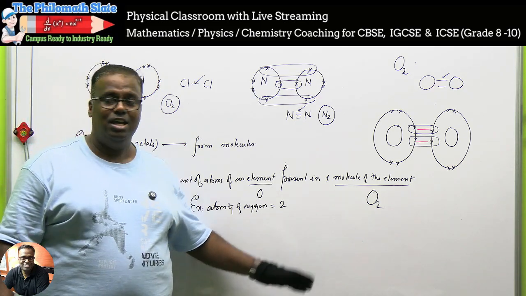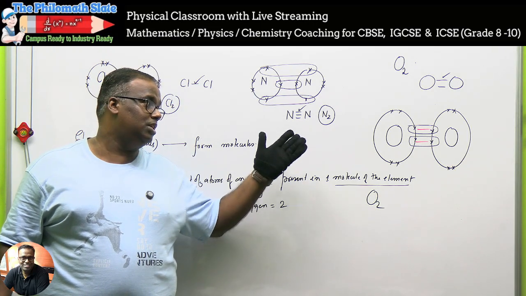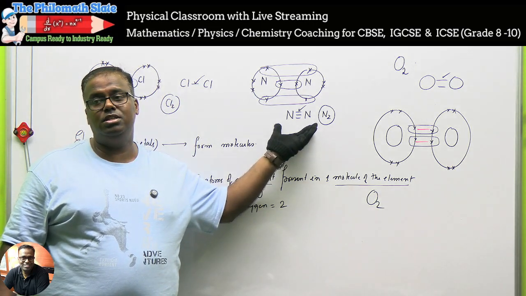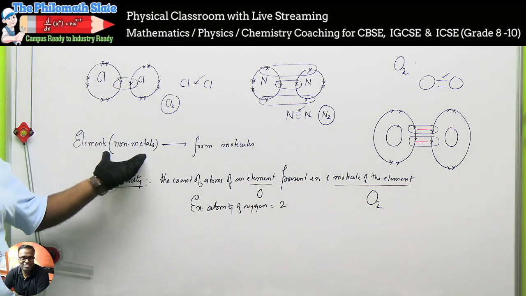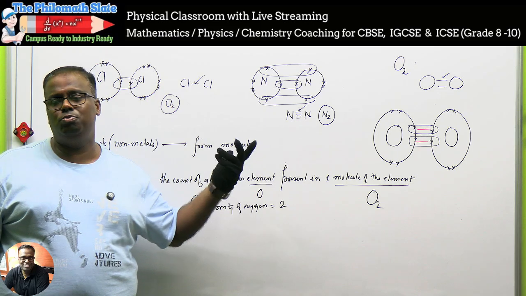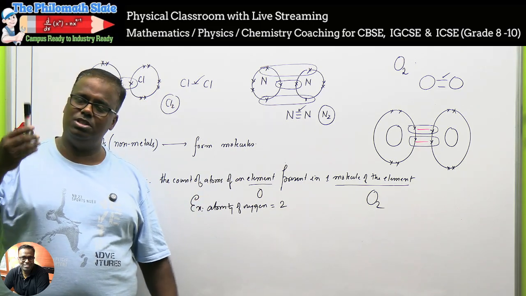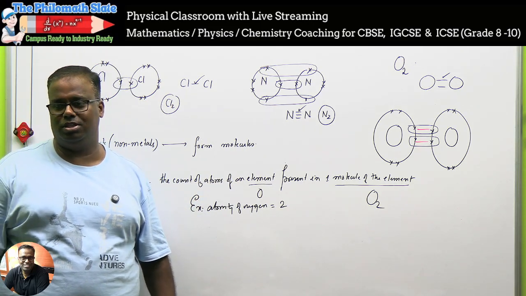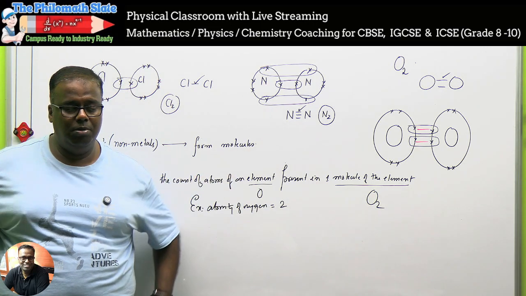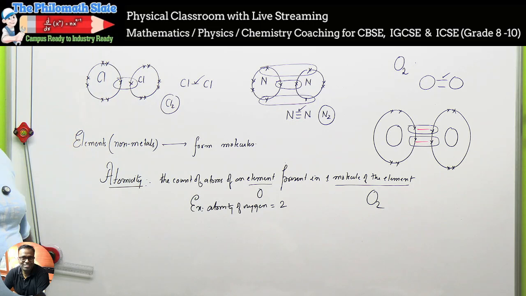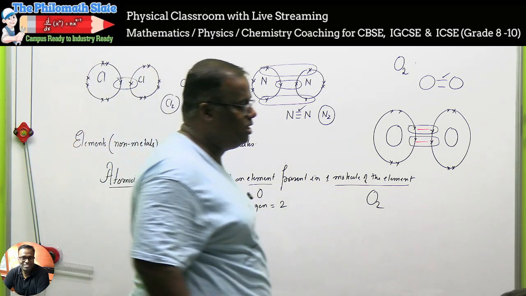ठीक है. Have you understood atomicity? What is atomicity? The number of atoms present in one molecule of an element, and these will be always non-metals. ये atomicity मेटल का कोई पूछ ही नहीं सकता है. मेटल का atomicity एक ही होता है हमेशा, डबल ट्रिपल नहीं हो सकता. It's called double bond. This is the double bond. Double bond means when you share two pair of electron. Each pair of electron is a bond.